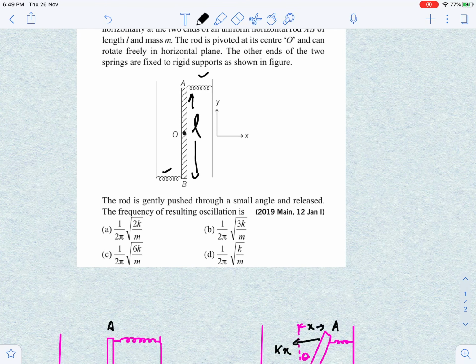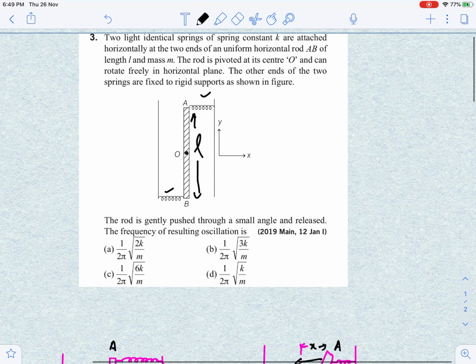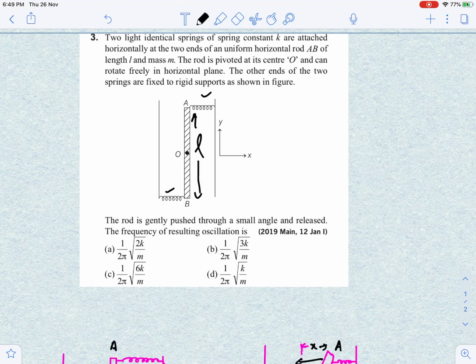The rod is gently pushed through a small angle and released. Find the frequency of the resulting oscillation. In this question, you have to calculate the frequency of oscillation. By seeing this question, one thing should come to your mind: this question is of simple harmonic motion.